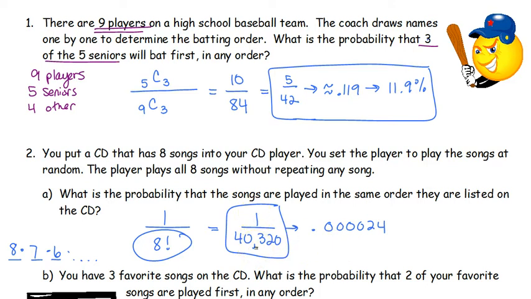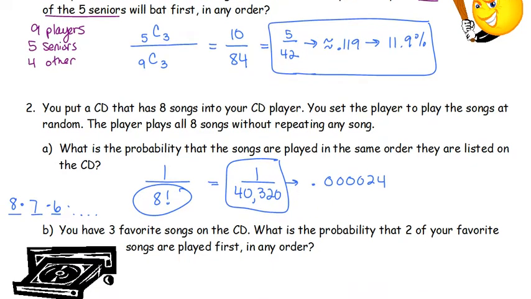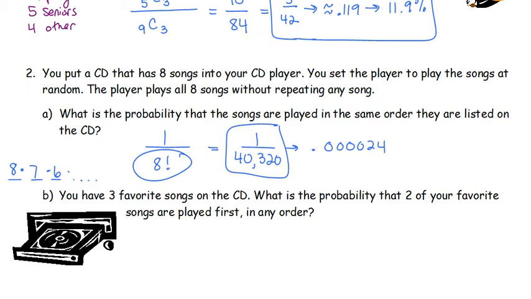So again, when we're dealing with probability, just remember that the top number is how many ways can you make it so that it's successful, so that it comes true, and the bottom is how many ways total can you make it. In part A, there was only one way to successfully play it in the exact same order as the CD.